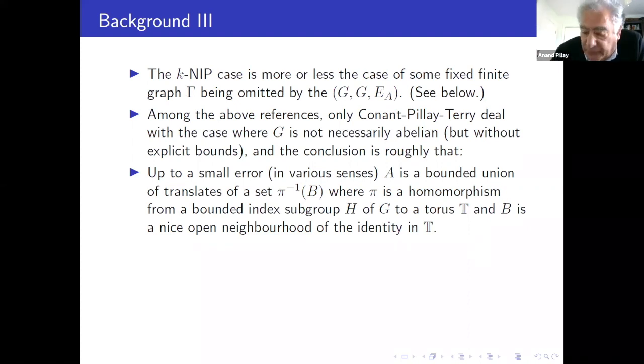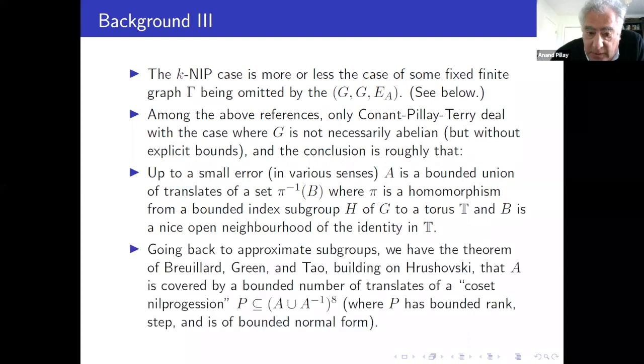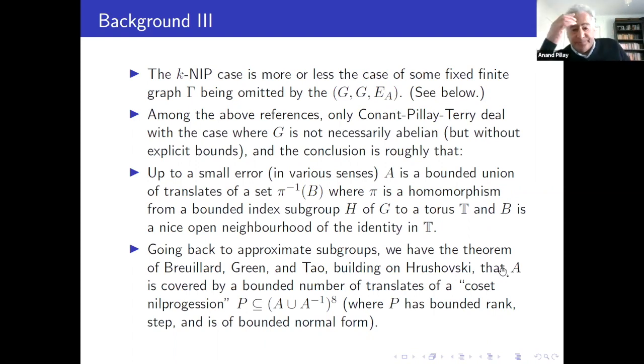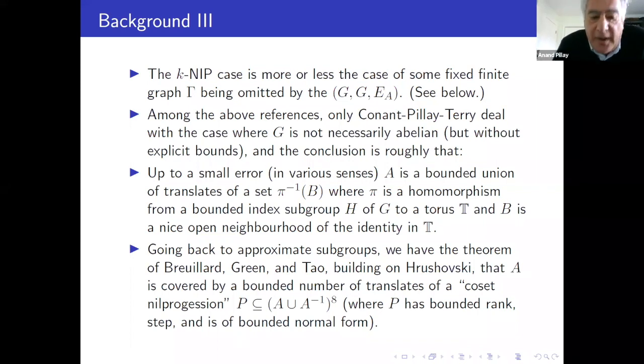So you get a very strong regularity statement, in some sense, about your translates, right? So it's a strong structure theorem. Now going back to approximate subgroups, again, we have the theorem of Breuillard-Green-Tao building on what Udi did. The approximate subgroup regime, again, is where you have an arbitrary group G and you have A as a finite subset with K tripling. And the conclusion is that A is covered by a bounded number of translates of a coset nilprogression P, which is contained in A times A to the minus 1 to the power 8, the collection of eightfold products of that set, right? So there's no almost or something like that.